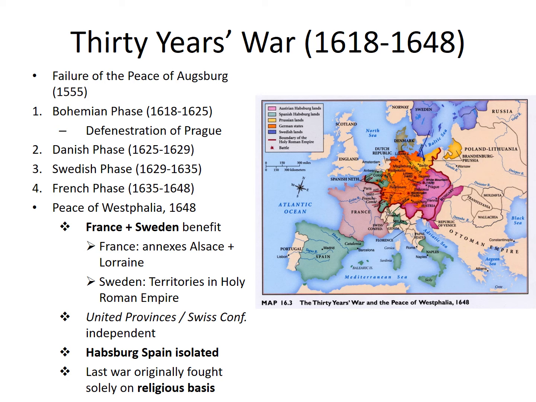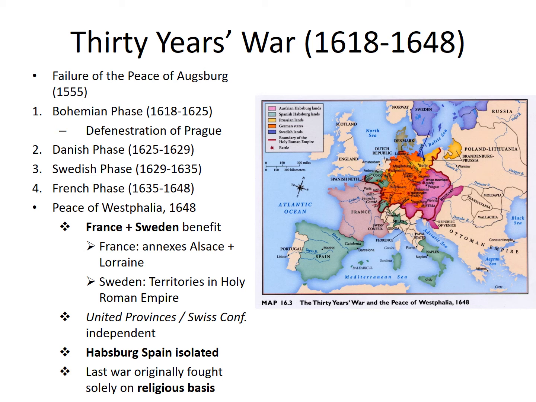It starts because in Bohemia, they were Protestant. They eventually come under the leadership of the Habsburg, who wants to make Bohemia Catholic. There will be a rebellion. The Bohemian phase, the first phase of the war, 1618 to 1625, features the defenestration of Prague, where the representatives of the papacy and the Habsburgs are thrown out the window by the Bohemian Protestants, trying to defend their own freedom.